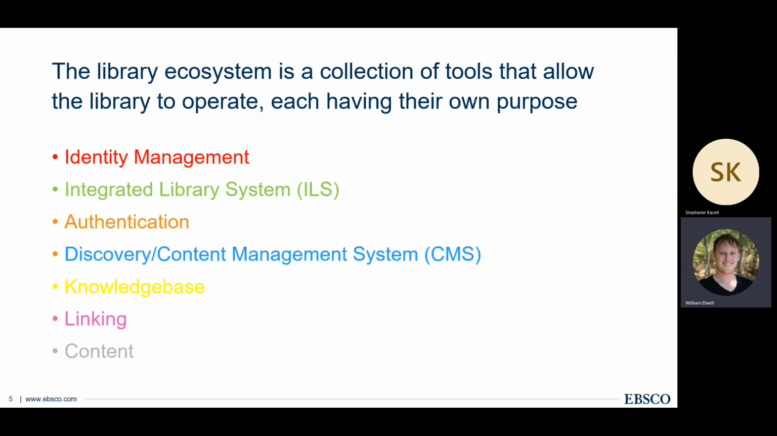So we broke this down into 7 different categories or pieces of the ecosystem. And what we want to do today is show you the importance of considering each of these parts and how Open Athens is really used to make this possible. And not only possible, but optimal. These sections are identity management, integrated library systems, authentication, discovery, knowledge base, linking, and content.